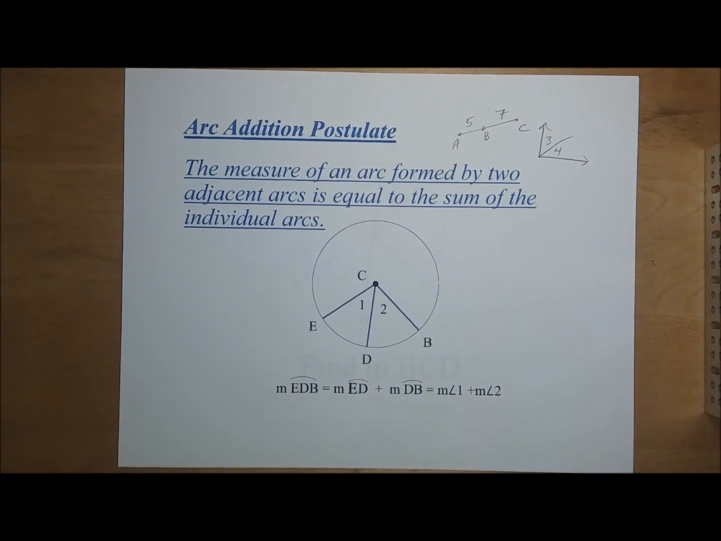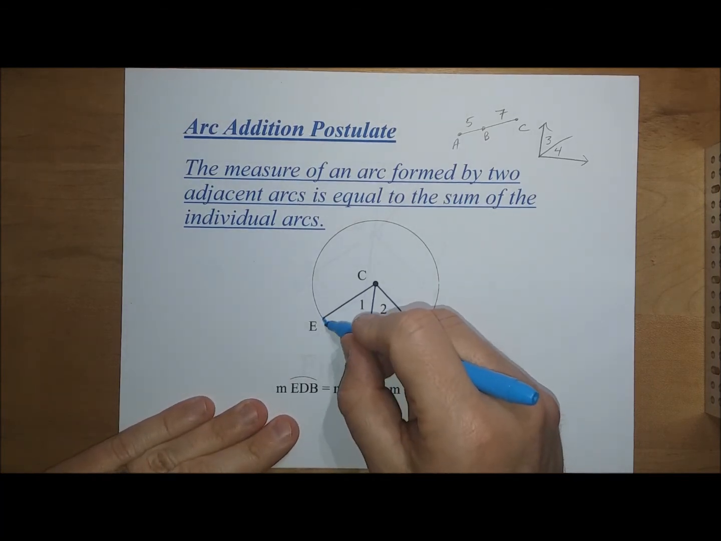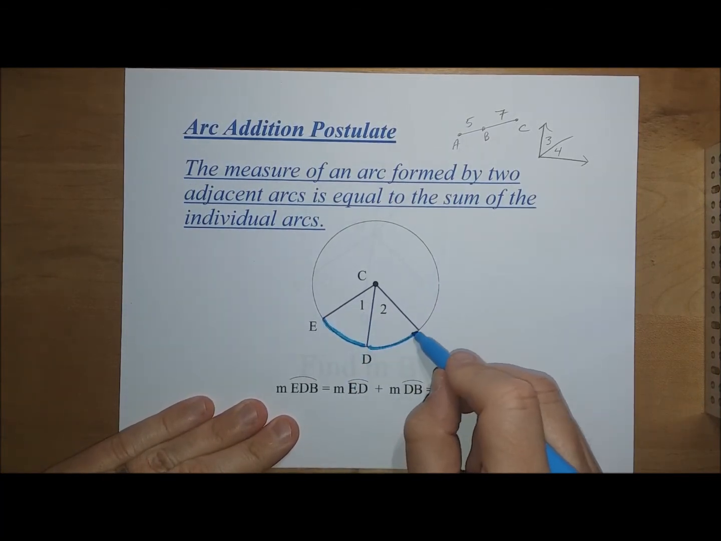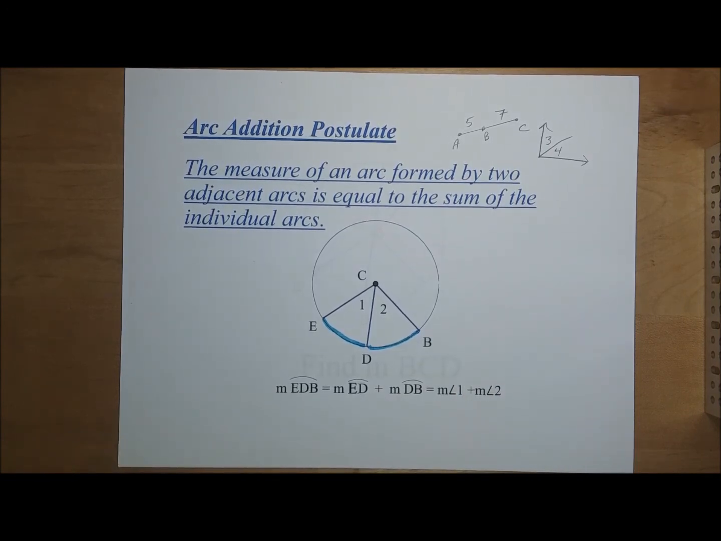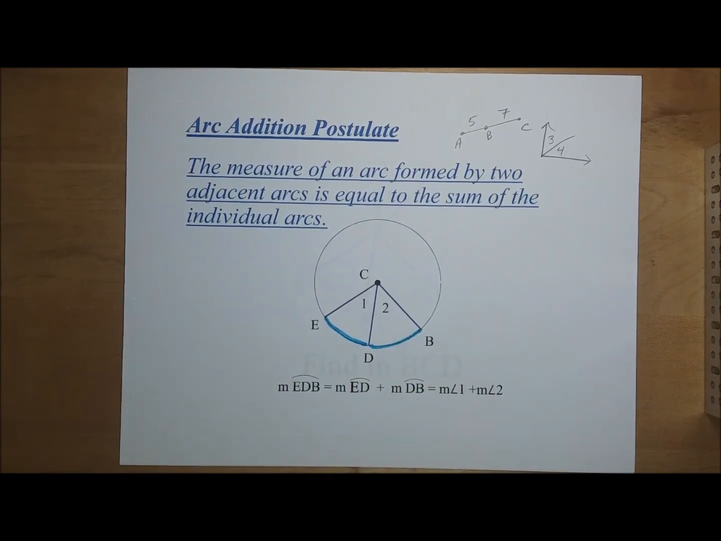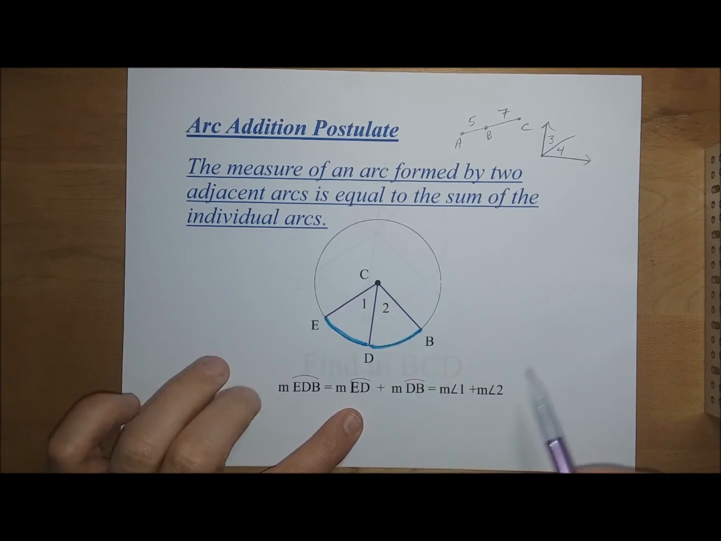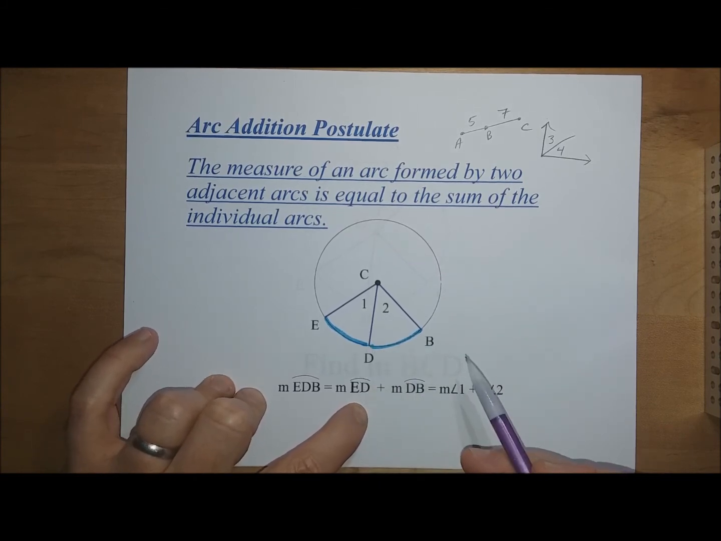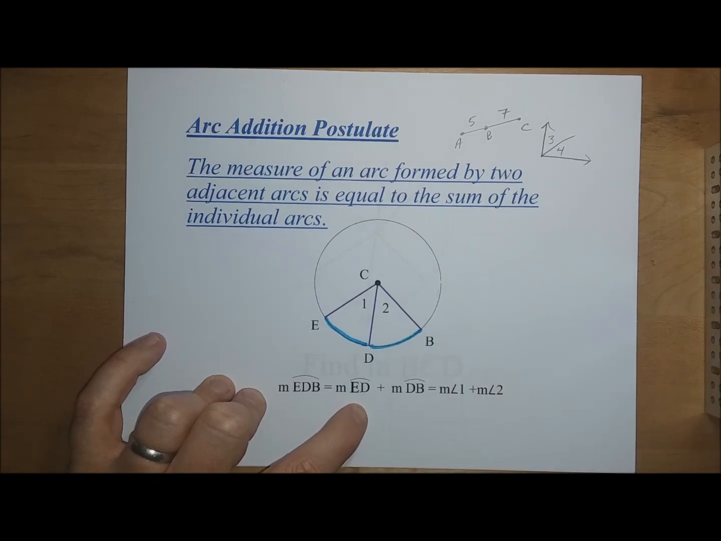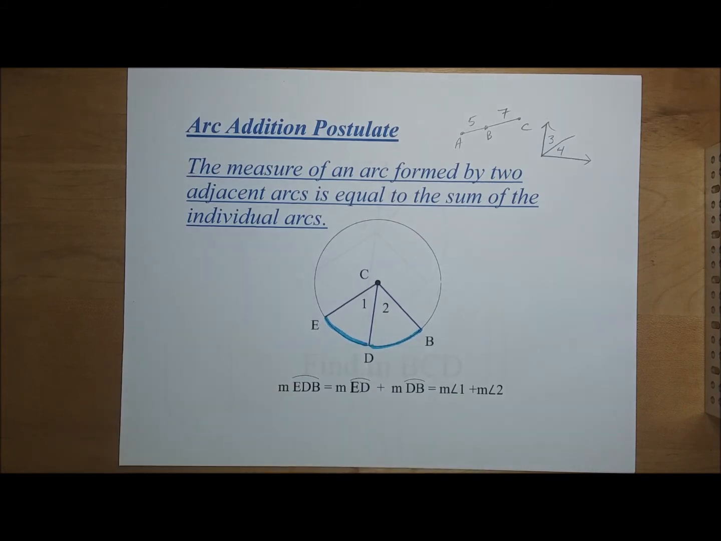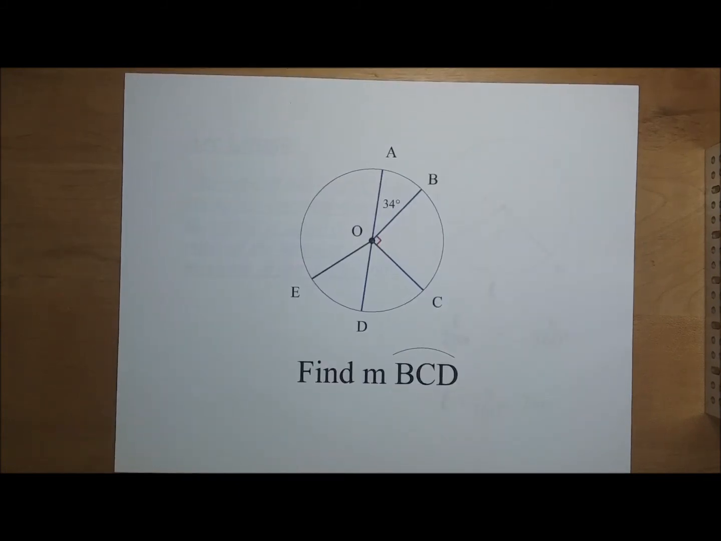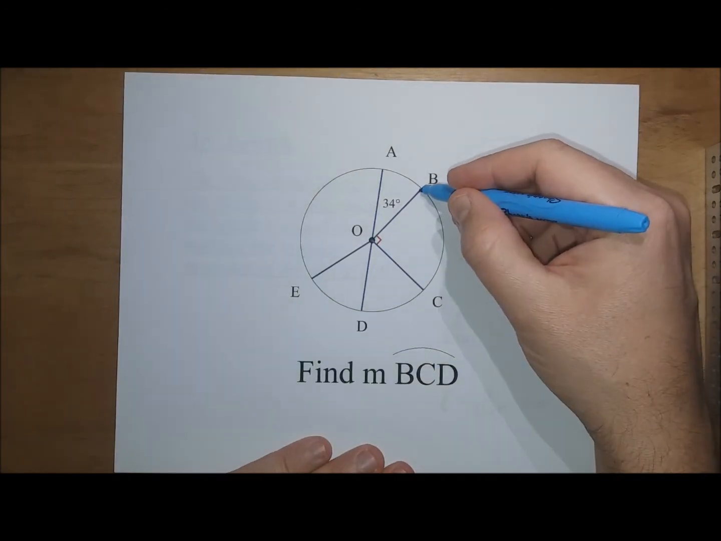We can take, if we have these two arcs, ED and DB, we can add them together to get the measure of this larger arc EDB. And so here we would say that the measure of arc EDB equals the measure of arc ED plus the measure of arc DB, which equals the sum of the measure of their central angles by extension of angle addition postulate. So the measure of angle, this would equal the measure of angle 1 plus the measure of angle 2. All right, so using that idea of arc addition postulate, could we find the measure of arc BCD?